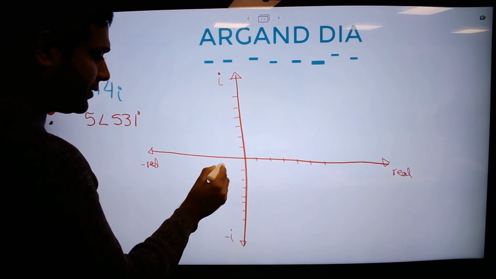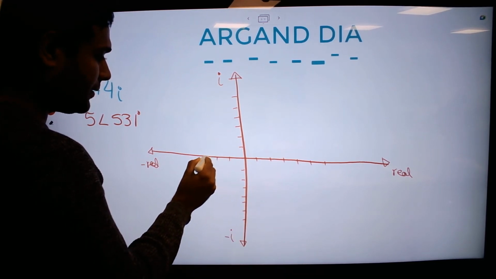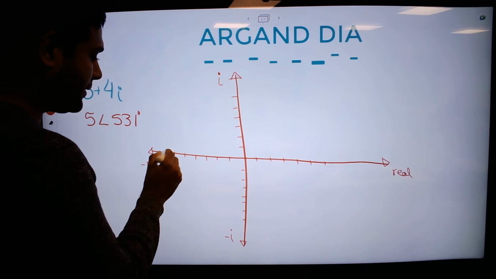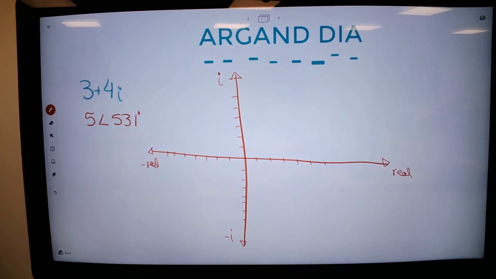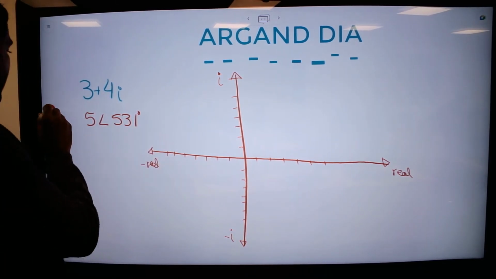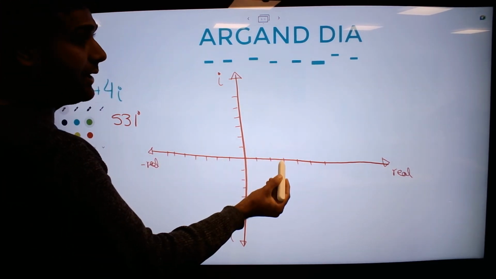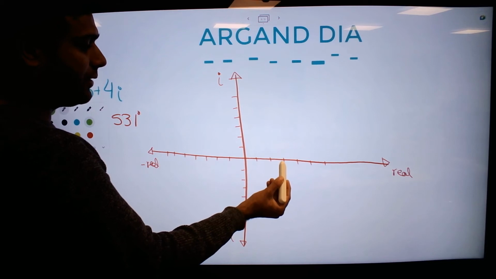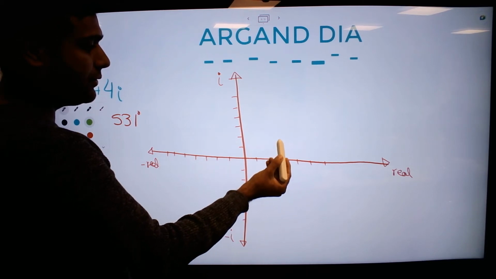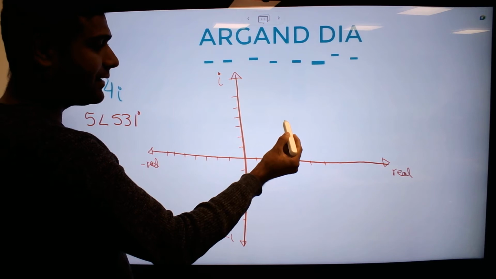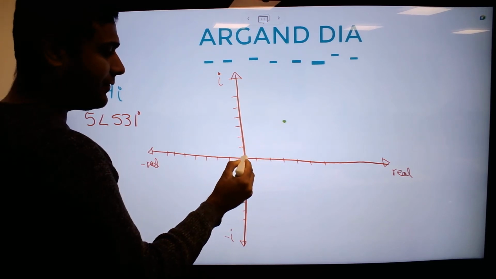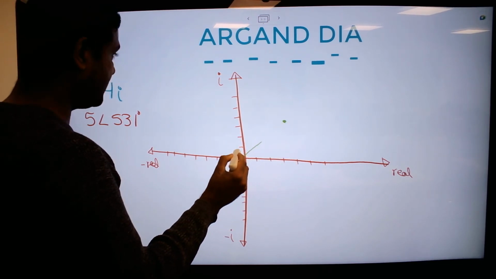So let's say on a proper graph, I want to plot this thing, 3 plus 4i. So 3, I need to move 3. 1, 2, 3. Now I'm here. And then 4 up. 1, 2, 3, 4. So it's going to be somewhere here. And if I join that with the, oops, sorry, not like that way.